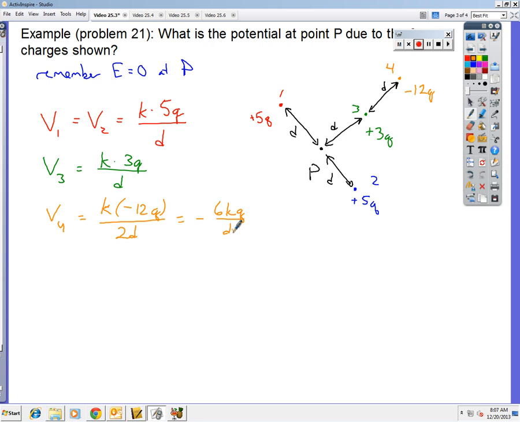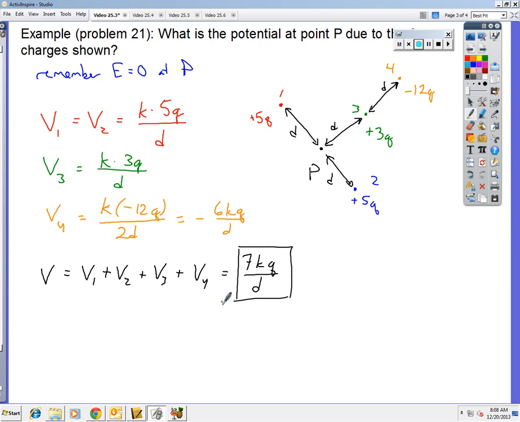Notice that a negative charge produces a negative potential. There's no directions, there's no vectors. It's just either a positive number or a negative number. Positive charges make positive potentials, negative charges make negative potentials. And then we add all of them up. So V1 plus V2 plus V3 plus V4. And that works out to be, let's see, we've got 10, 13 minus 6 is 7. 7KQ over D. It's a positive number, there's no direction.